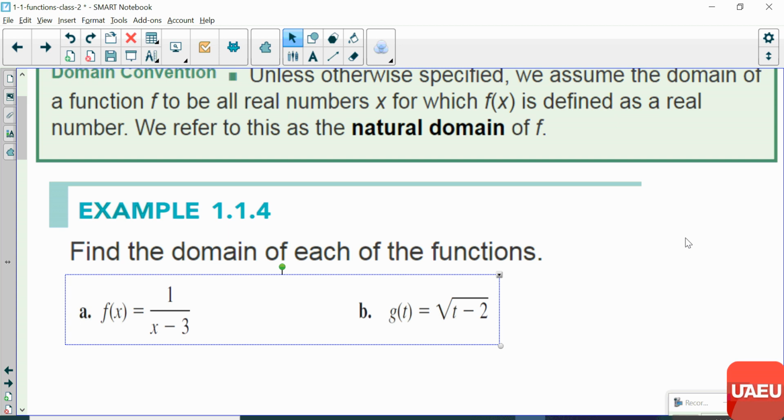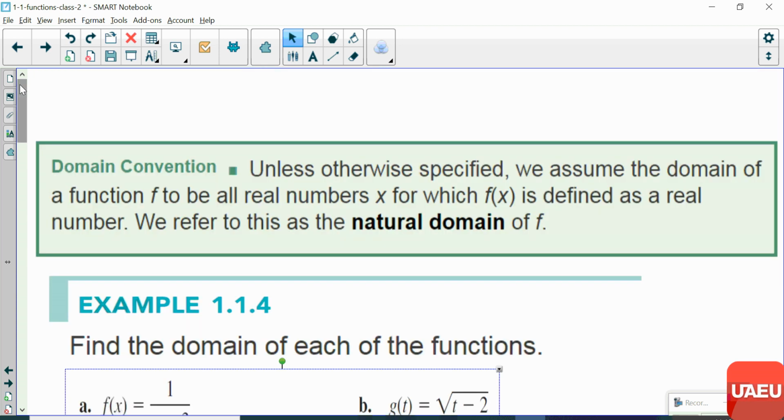Okay, continuing, you will notice that we had one case where the function was defined and one case where the function was not defined, the exact same function. So what was not mentioned there was what is called the domain. Unless otherwise specified, we will assume that the domain of a function f is all the real numbers for which f of x is defined as a real number. We refer to this as the natural domain of the function f.